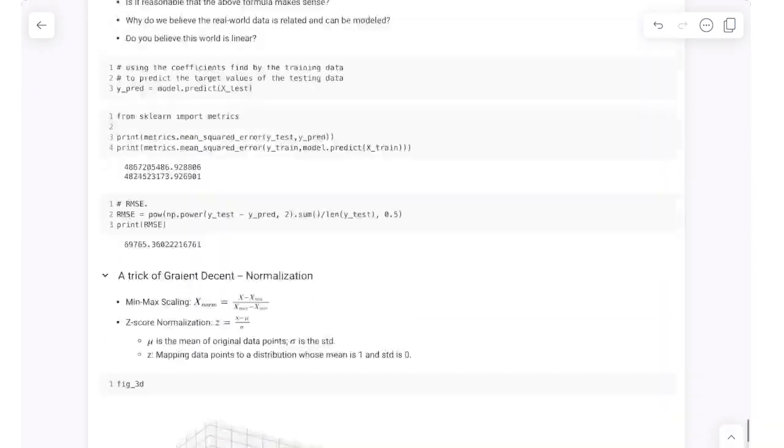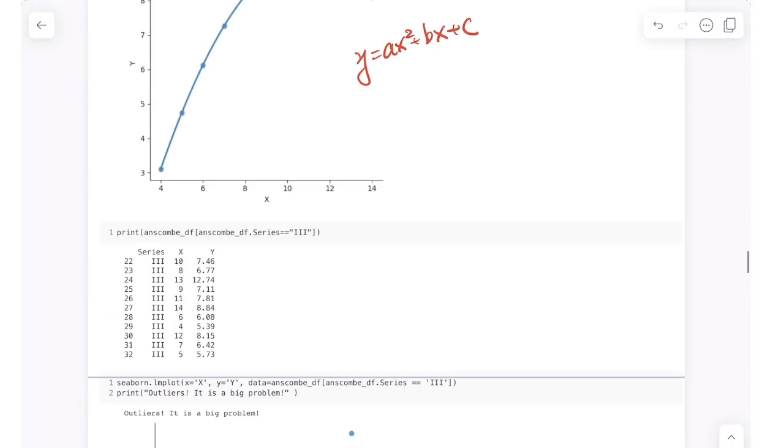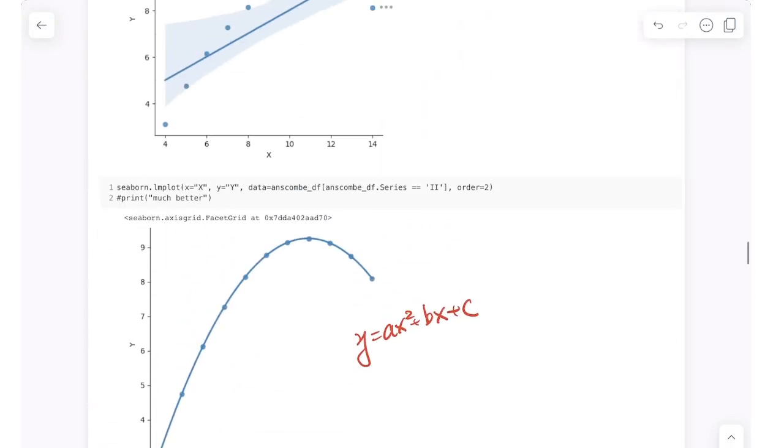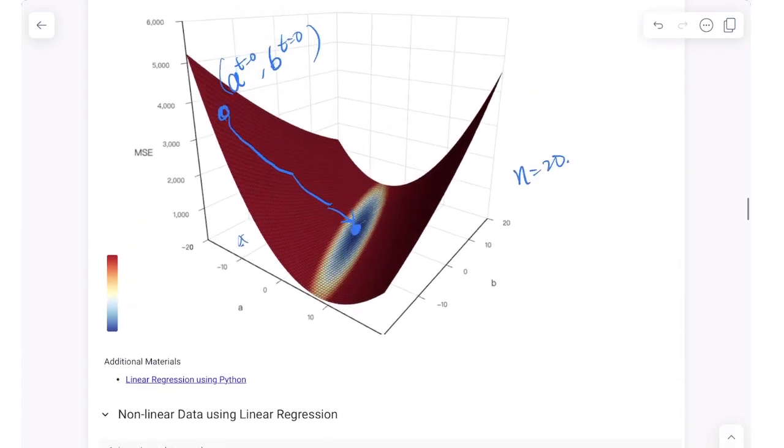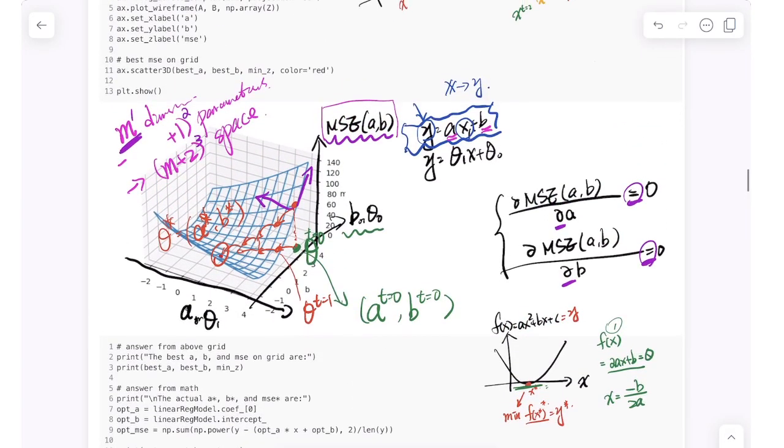Okay, so that is how we use gradient descent to find the optimized value. Okay, we stop right here.